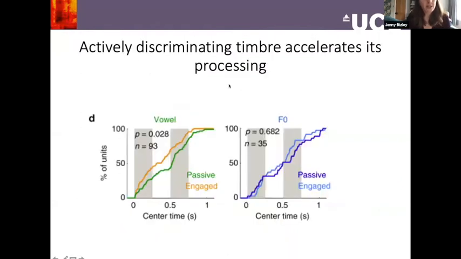Actively discriminating timbre further emphasized this idea of timbre information being early. If we compare the timing of vowel information in the same neurons, same animals, when the animal's either passively listening, in green, or engaged, in yellow, you can see that the timing of the vowel information is essentially accelerated when the animal's actively processing the sounds. That's not seen for the pitch information in the sounds. This was unchanged.